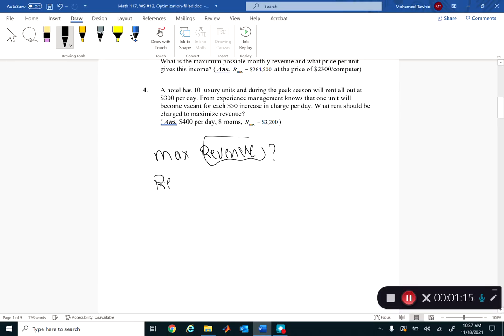So what is the revenue formula here, guys? The revenue formula is the price multiplied by quantity, right? Now I have to read the problem to see where the price is and where the quantity is. We have a hotel that has 10 luxury units. During the peak season they will rent out at $300. So you have 10 of them, but from experience, management knows that for each unit that becomes vacant, the rent can be increased by $50.